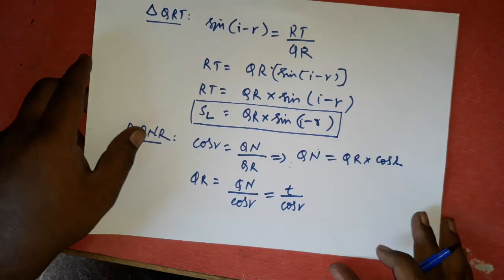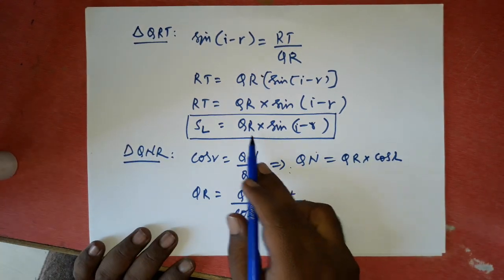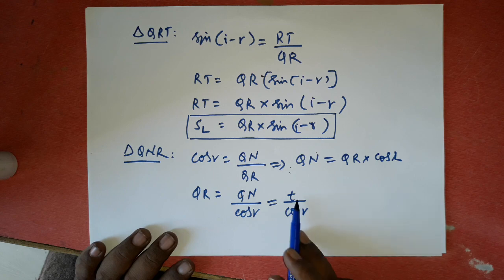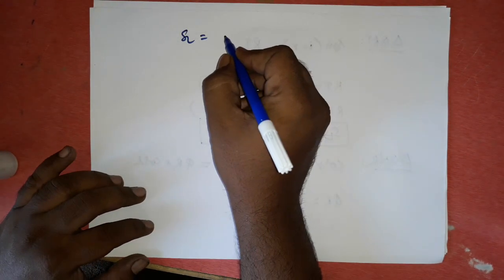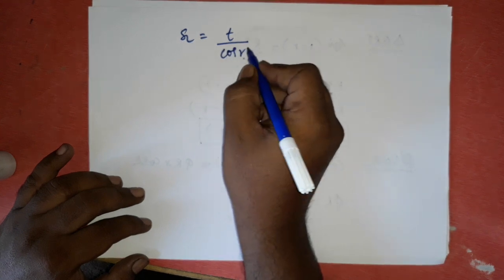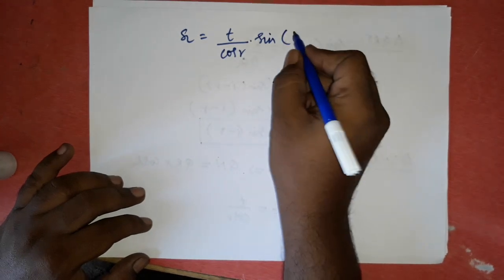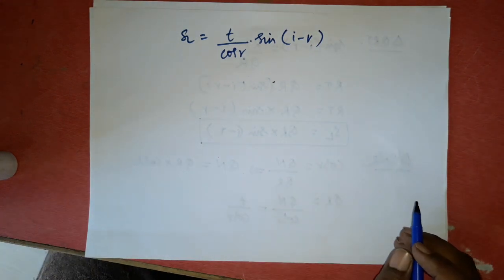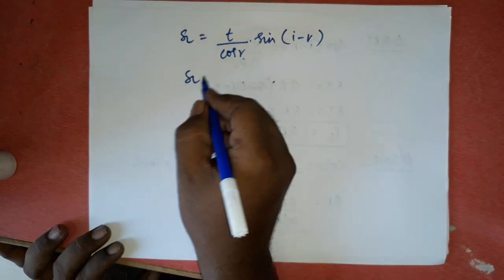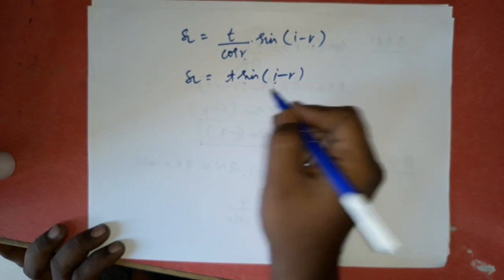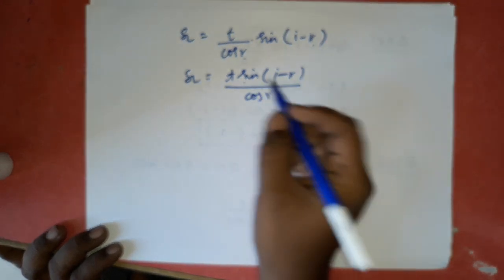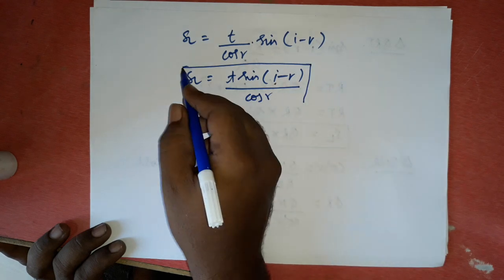Now in place of QR, substitute this value, t divided by cos r. Then lateral shift is equal to QR, QR means t divided by cos r, into sin(i minus r). Then finally I will write SL is equal to t into sin(i minus r) divided by cos r. This gives me the formula of lateral shift.